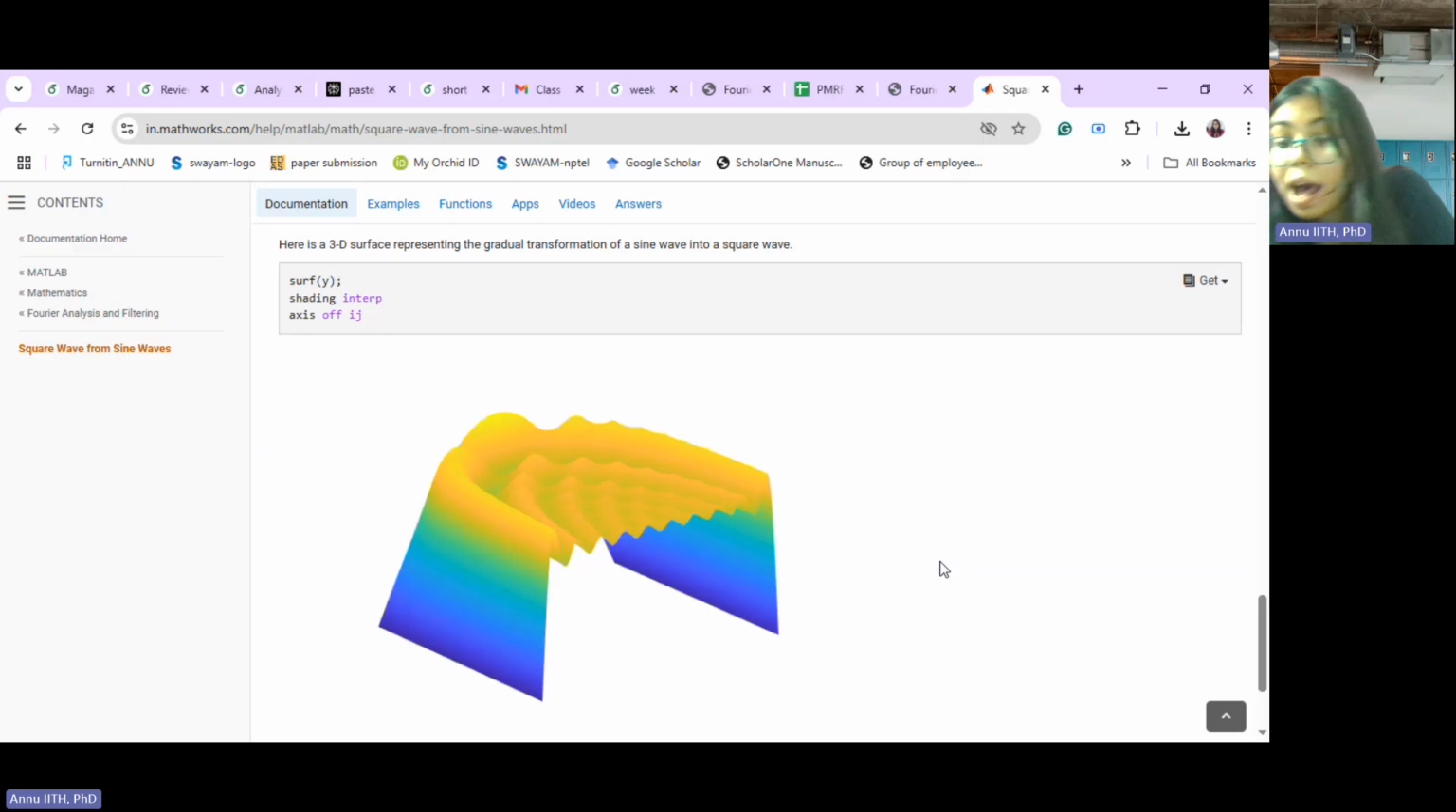Now I would like to ask you, think about it. Can we get a triangular wave starting from the sine wave or the cosine wave? Just check and let me know. Try to find a program, or try to think it through on your own.